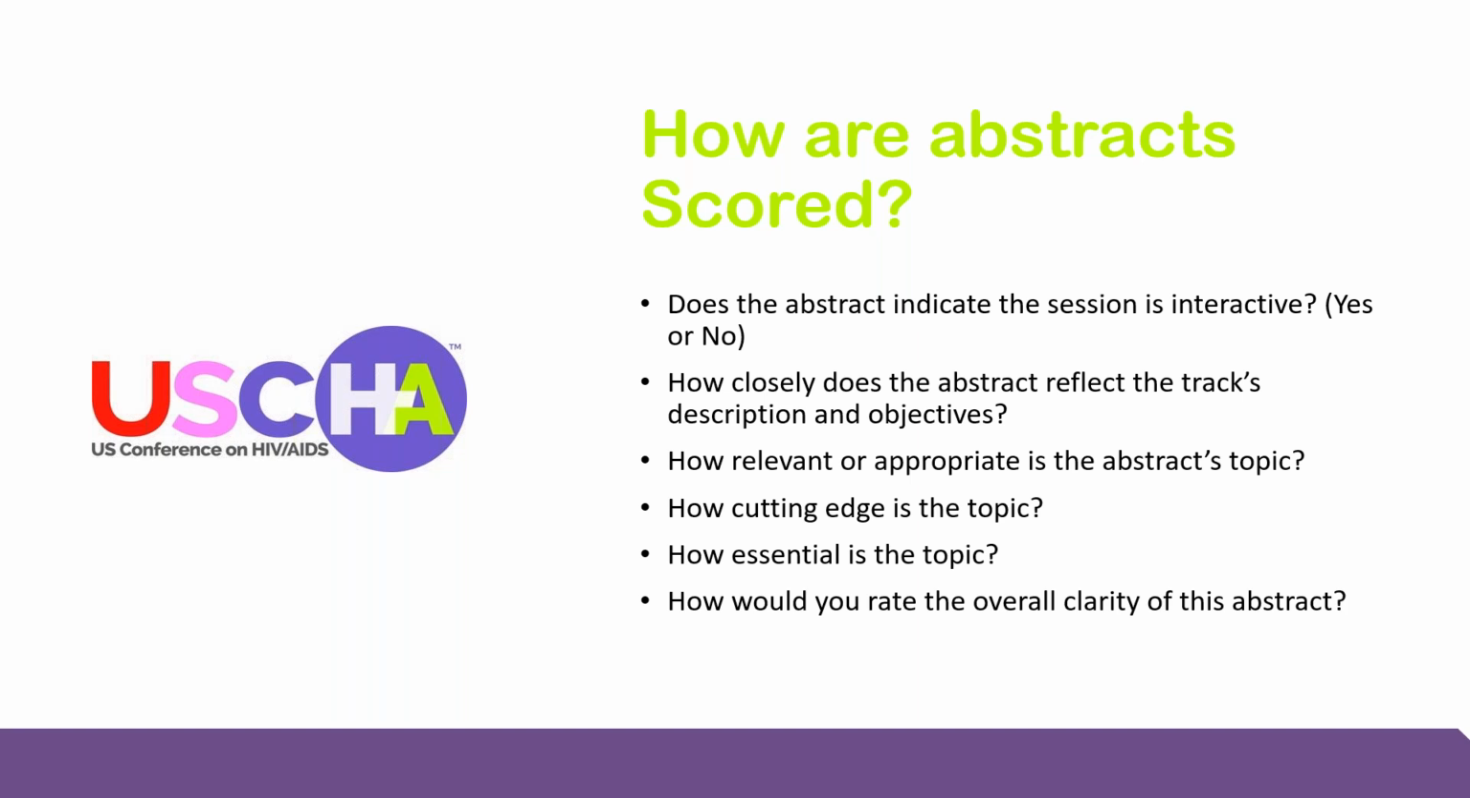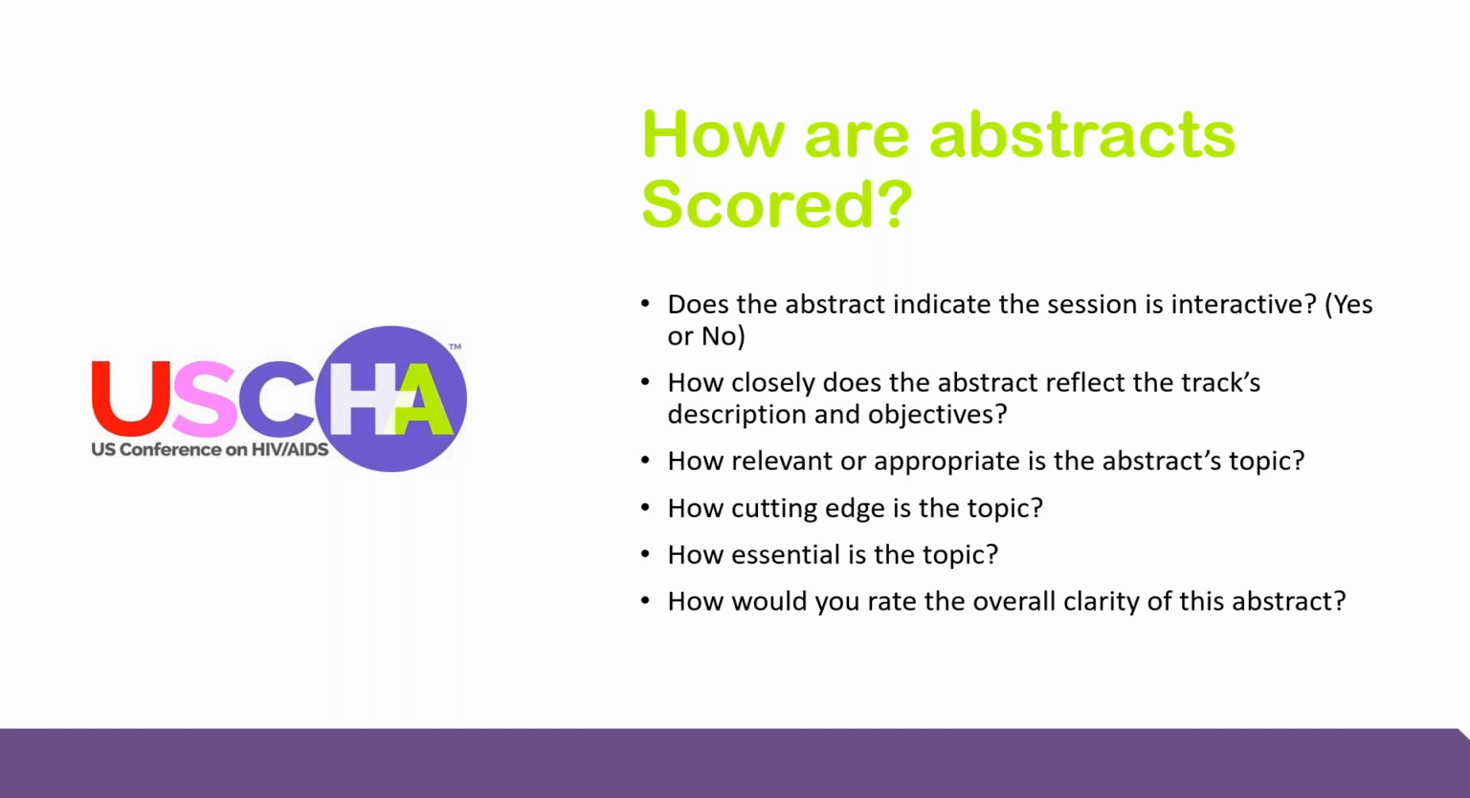Next, how closely does the abstract reflect the track's description and objectives? Again, this is important to selecting the correct track. Select the one track your abstract best aligns with. How relevant or appropriate is the abstract's topic? This is why we want to make sure it's cutting edge. This is all information that you're going to explain in your description. Why is it important? How cutting edge is the topic? How essential is the topic? You want to make sure you address these questions in the body of your abstract.